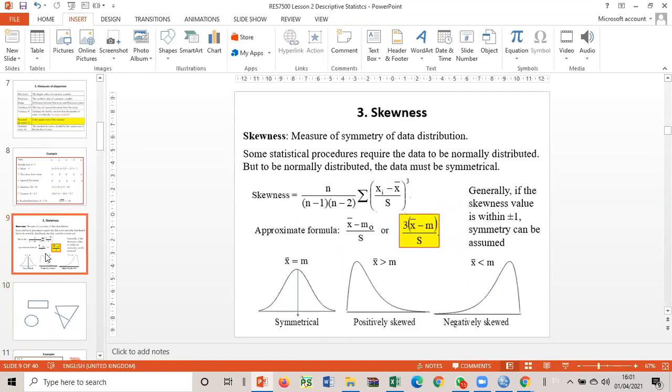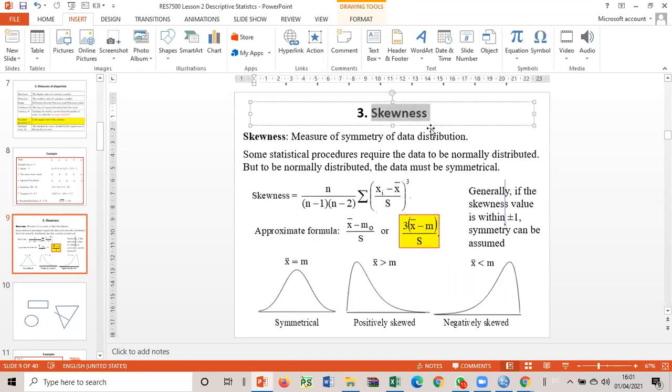Let's go back to our figure here. Is number one symmetrical? Yes. Number two? No. Number three? No. Right. So skewness just tells you whether the data is distributed symmetrically or not.